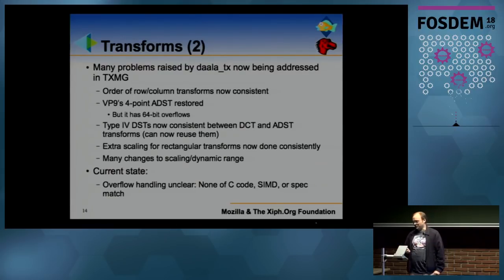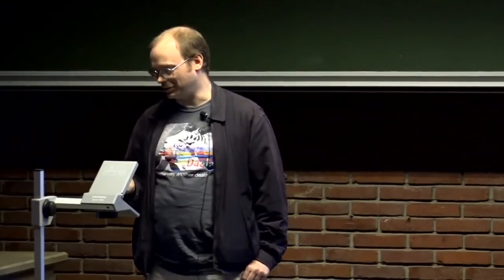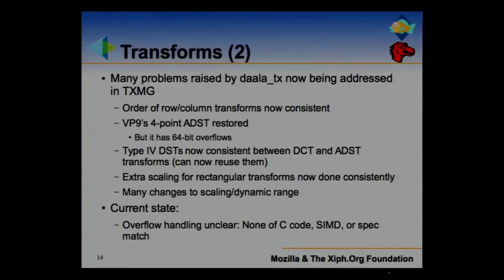The type 4 discrete sine transforms are now consistent between the DCT and the ADST. It turns out that the DCT has a type 4 DST embedded inside of it, but that embedded transform didn't match the DST that we're using to implement an actual DST. And so now we've sorted that out so they're consistent. So you can, for example, reuse your implementations for both. The extra scaling for rectangular transforms, basically that there's an extra factor of square root of 2 in there that's required for the implementation, is now done in the same place for all of them.